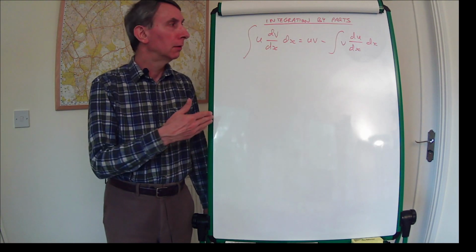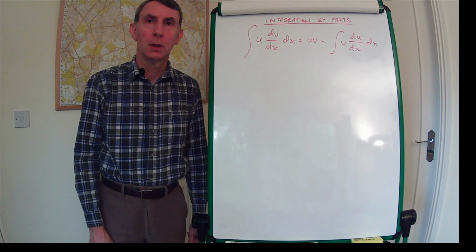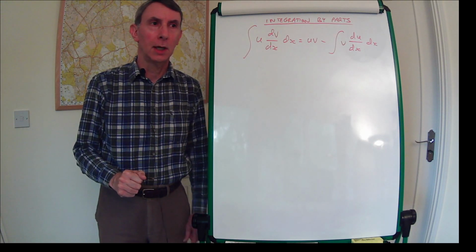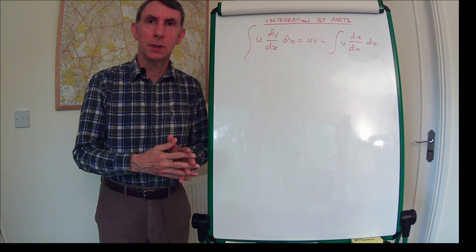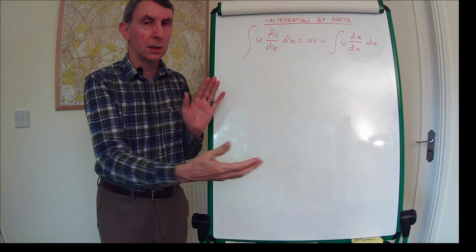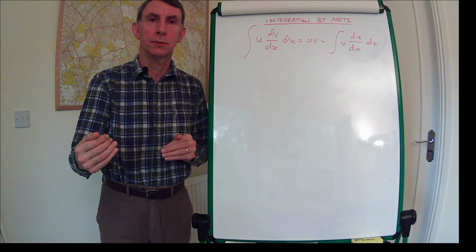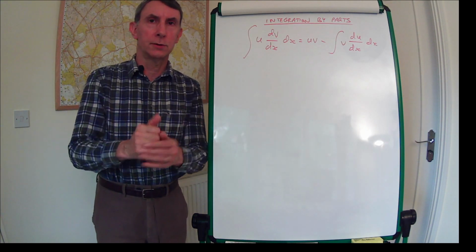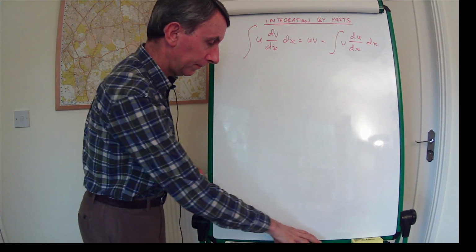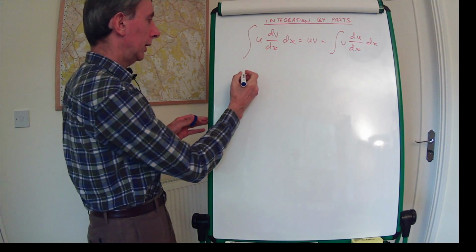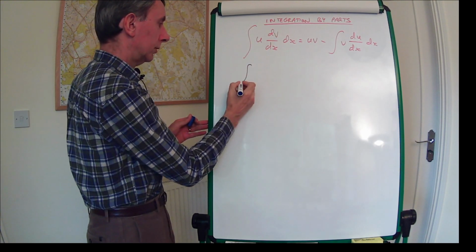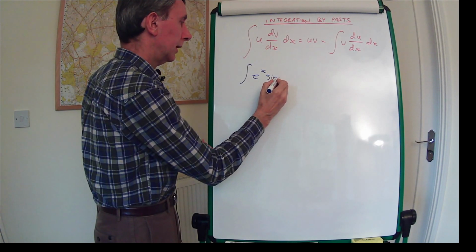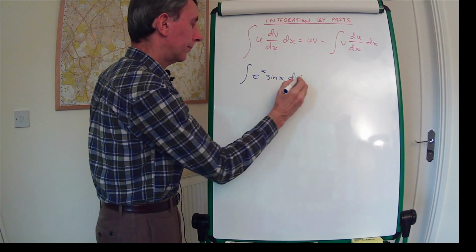So I'm going to use the integration by parts formula twice to solve one particular integral. It's a particularly nice integral, and a nice example of how you can use integration by parts twice in order to get back to the original integral and then solve the problem. Let me show you what I mean. So we're going to start off with the integral that I want to solve, e to the x times sine x dx.